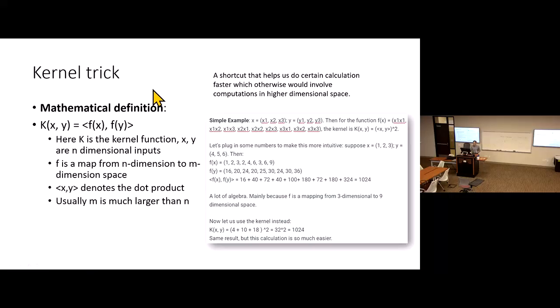The example we use to illustrate is like this: x and y are two vectors, two points in the low dimensional space. The kernel function is x1 times x1, x1 times x2, to expand this.